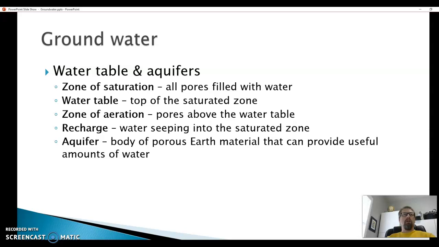All right, so just a few more terms here. Zone of saturation. That's what we've been speaking about. The zone of aeration, really that unsaturated zone. The water table we looked at, that's the separation between the two. Recharge is what it sounds like, in times of precipitation where water is infiltrating into the saturated zone. And then the aquifer really is that saturated zone, and there are different kinds of aquifers.